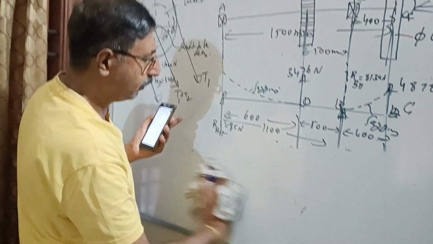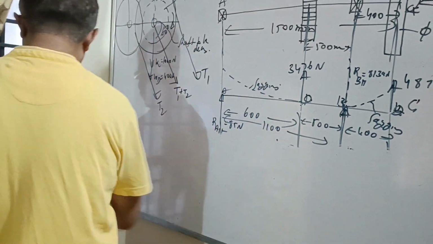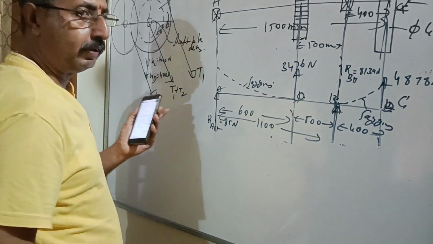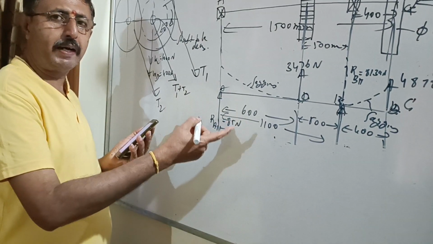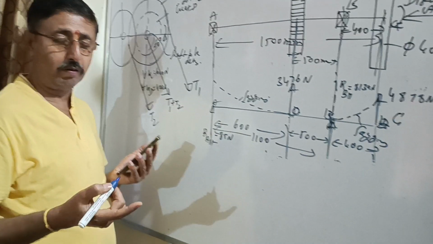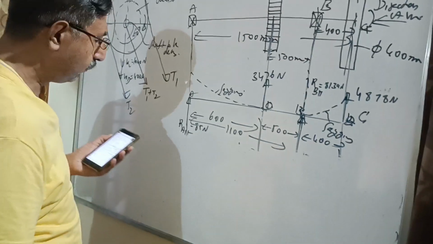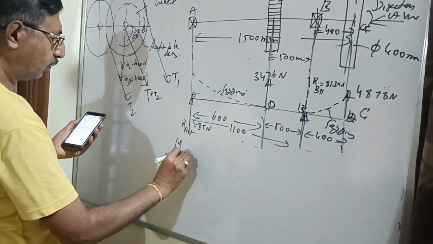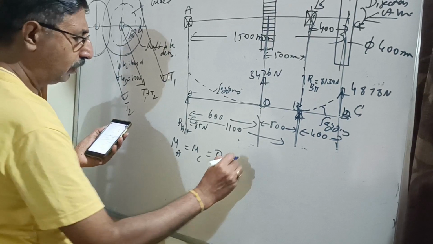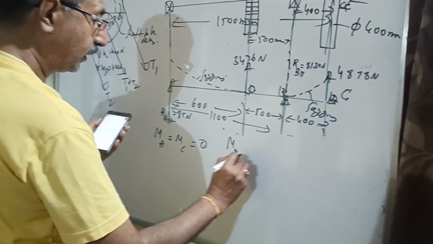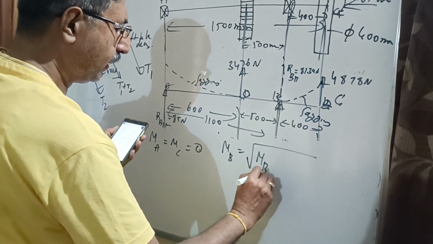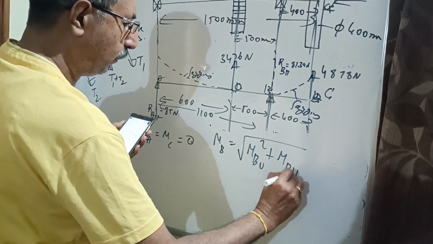So now let us find out the resultant bending moment at each point, because we already know the bending moment at each loading point due to the vertical loading diagram and the horizontal loads. Of course, MA is equal to MC equal to 0. For MD and MB, the resultant is the square root of MBV square plus MBH square.